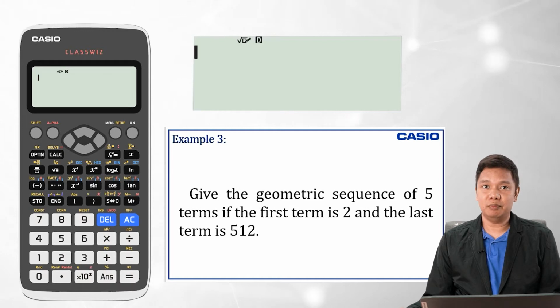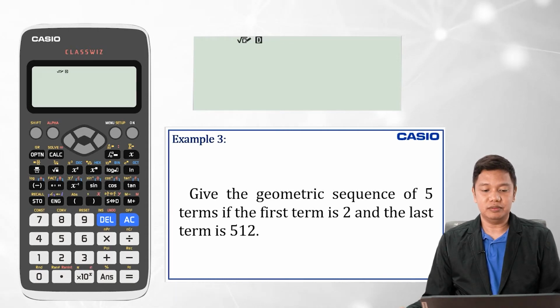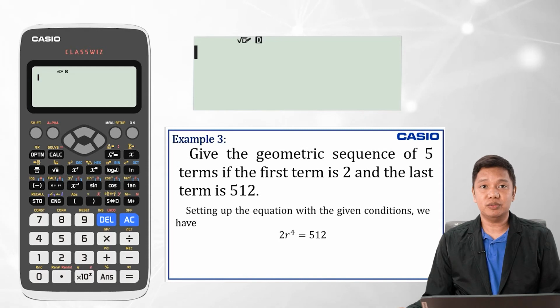For the last example, we are asked to give the geometric sequence of 5 terms if the first term is 2 and the last term is 512. With the given conditions, we need to set up the equation. We have the equation 2r to the 4th is equal to 512, since we need to multiply 4 common ratios to 2 to get the value of 512.